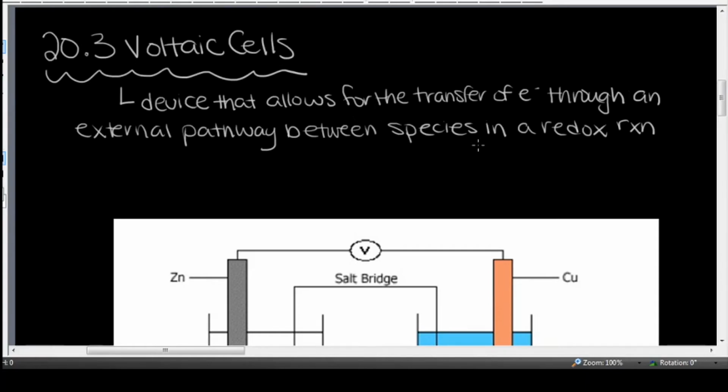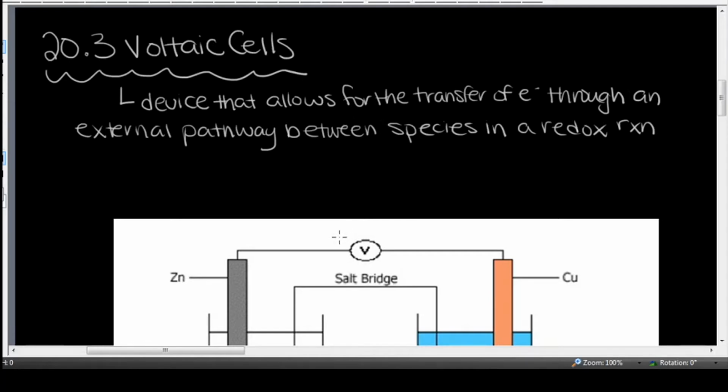Hey guys, welcome to Electrochem lecture number 2, where we get to look at how we are going to use redox reactions to get a flow of electrons across a wire or to create some usable electricity or electrochemical work.